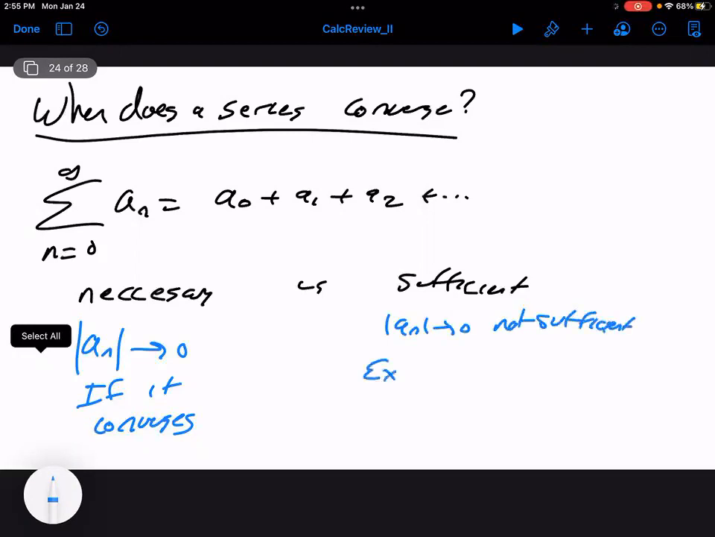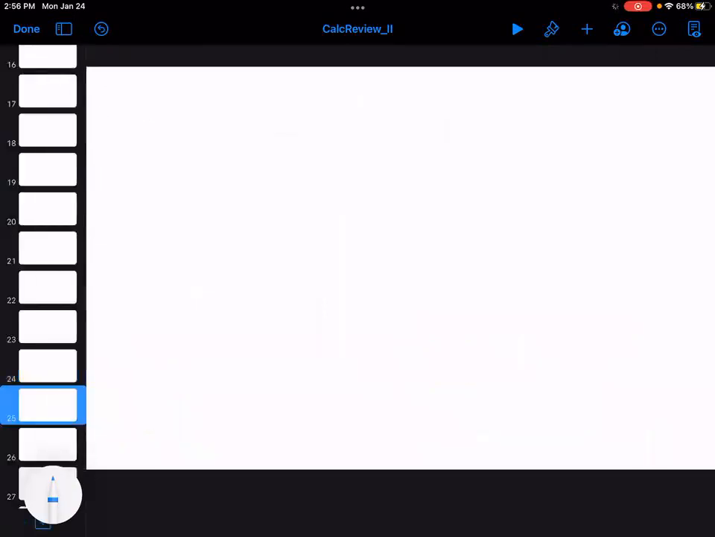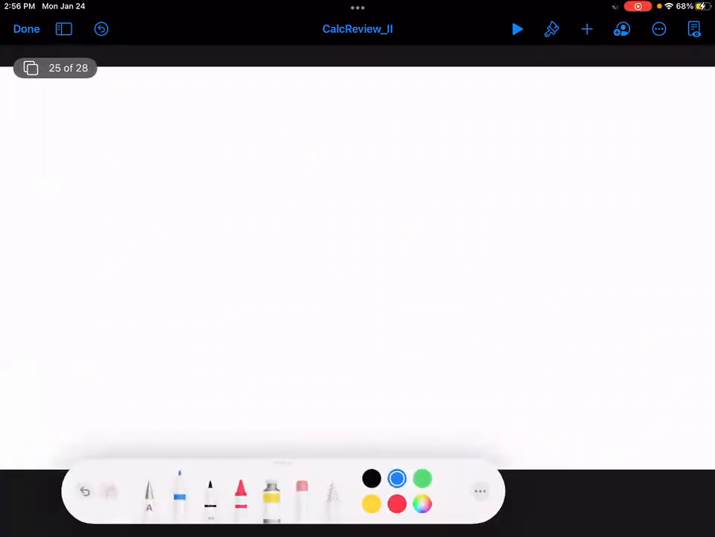For example, the sum of 1 over n squared converges, but the sum of 1 over n diverges. And so we develop a lot of very detailed tests in Calc 3 to determine when a series converges or diverges. The last thing I guess I should just briefly mention is differential equations. And we'll end at that.